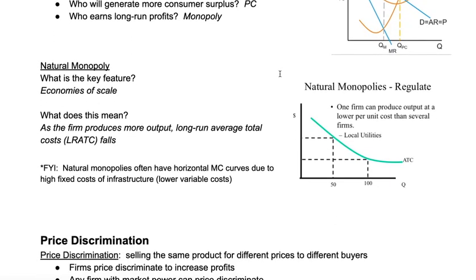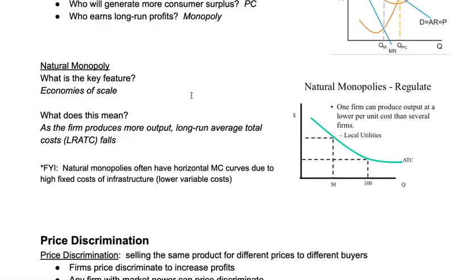The last thing to know about the monopoly section is the key features of a natural monopoly. The College Board does not get granular about this. Natural monopolies are monopolies that are essentially built through organic growth. They're not monopolies that were created through mergers or acquisitions, and they have a key feature called economies of scale. That's the most important thing you need to know.